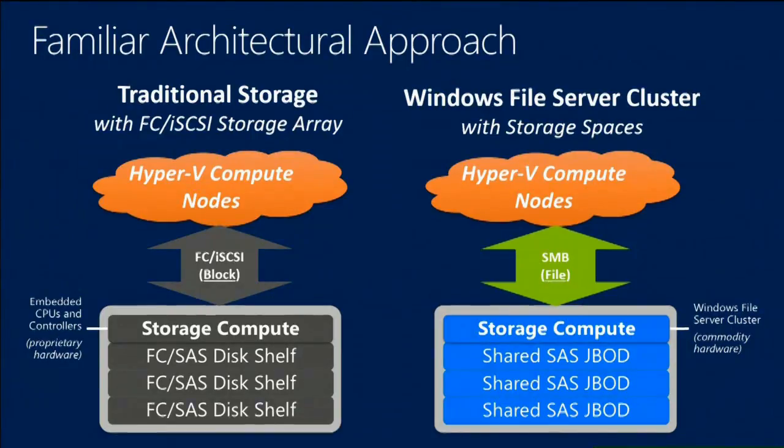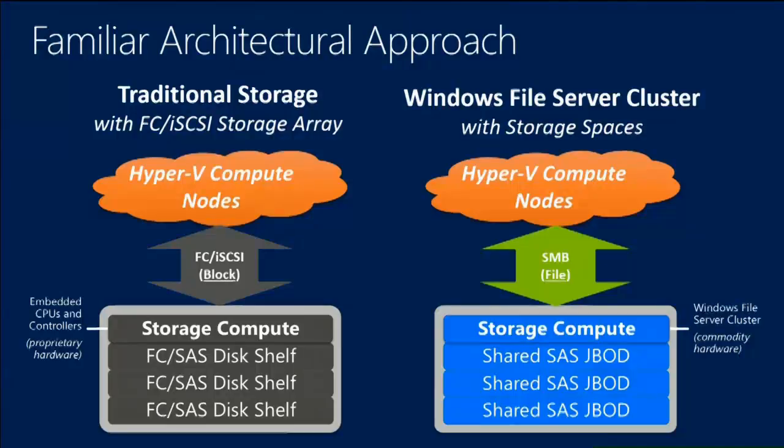In my Windows file server cluster, I'm talking file. So it's going over SMB. I have all the capabilities of SMB3, RDMA, SMB multichannel. And I present shares to my Hyper-V compute nodes. So file versus block.